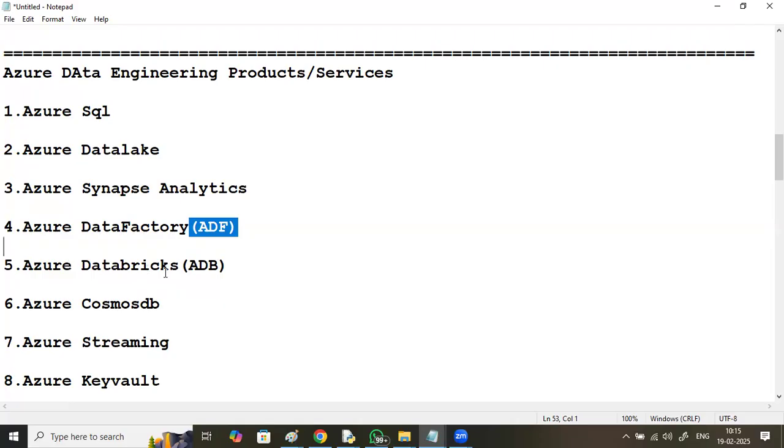Azure Databricks is an Apache Spark-based data analytics platform. Azure Cosmos DB, the cloud-based NoSQL database. Azure streaming, capturing high volumes of streaming data from multiple sources simultaneously. Azure Key Vault, securing the data in the cloud.